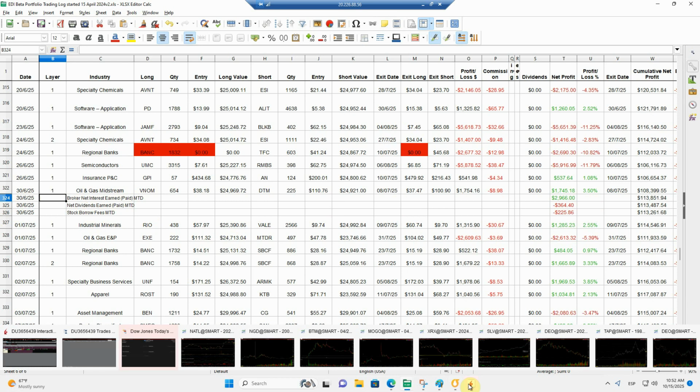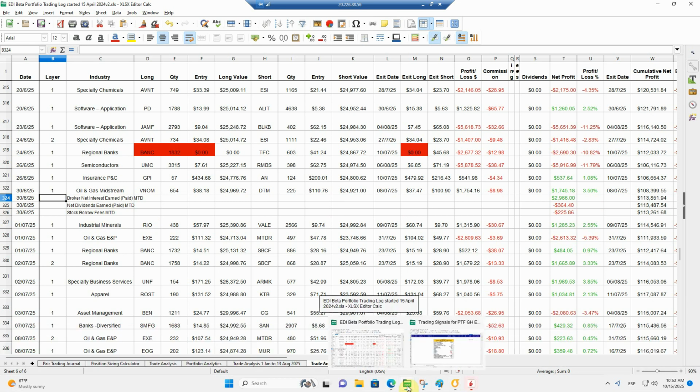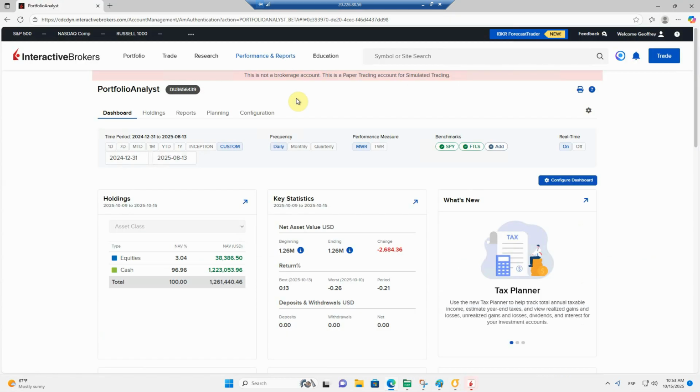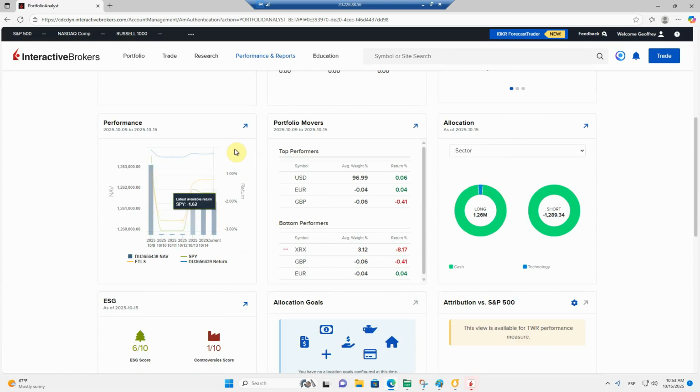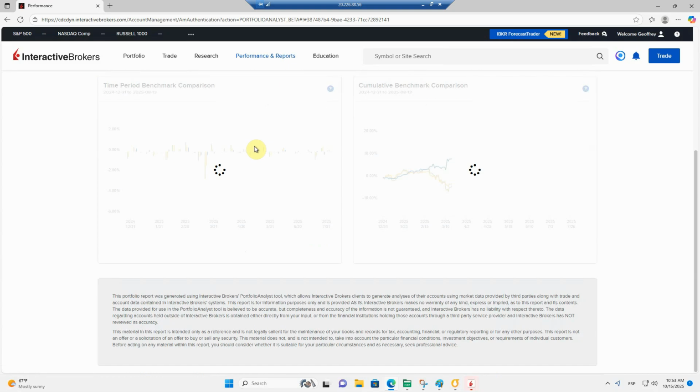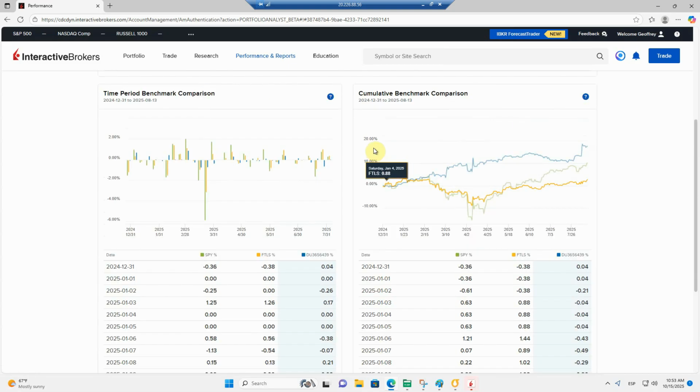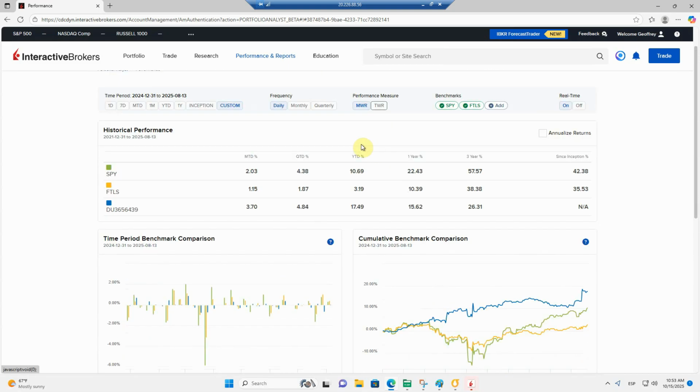Let's take some time now and go to the results of all of that trading. And we're going to go into the paper account at Interactive Brokers, and we're going to look at what the results were of all of those trades you saw in the trading journal. So from December 31st until we closed everything out on August 13th, you can see the performance. Here you have it. Let's go up a little further.